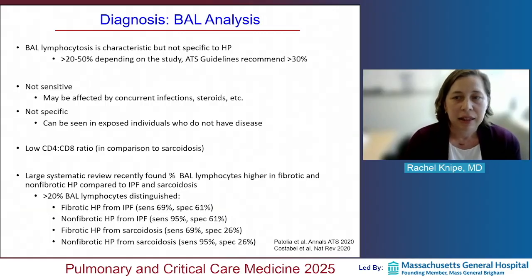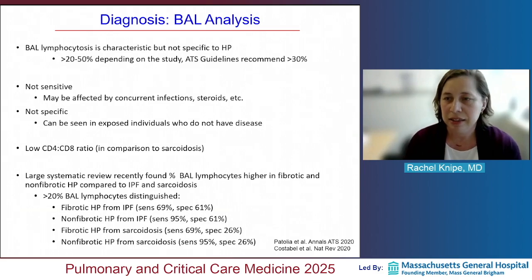Okay, so the ATS guidelines do recommend a BAL for lymphocyte count, but there's low confidence in effect. So I tend to do a BAL when infection is also on the differential, so you can send cultures. This can sometimes be the case with non-fibrotic HP. And in that case, I would always send a cell count and differential with the cultures.